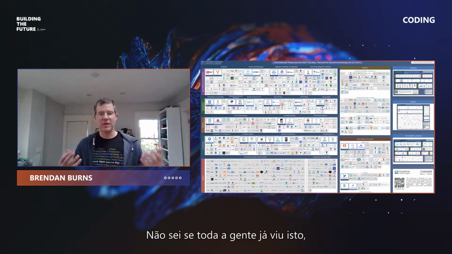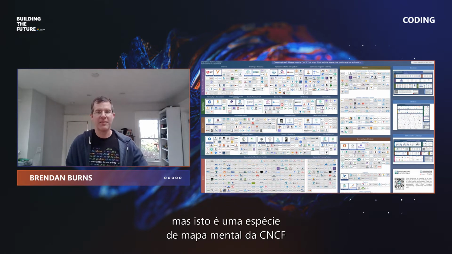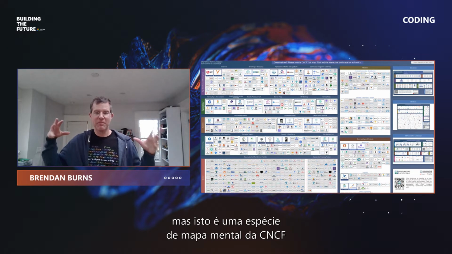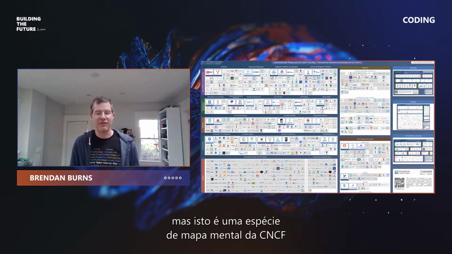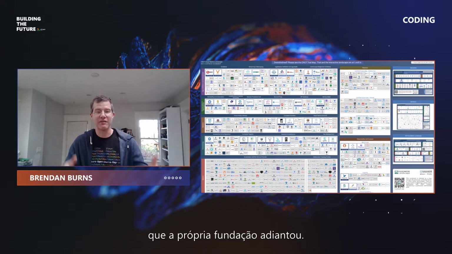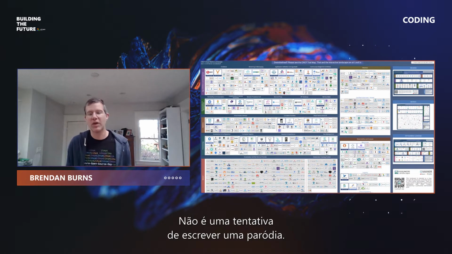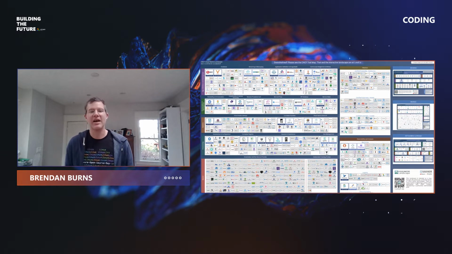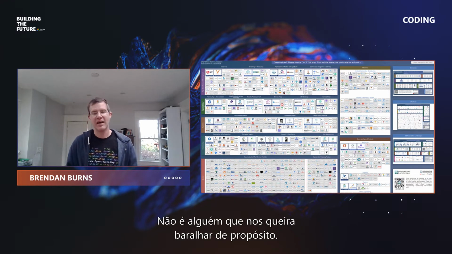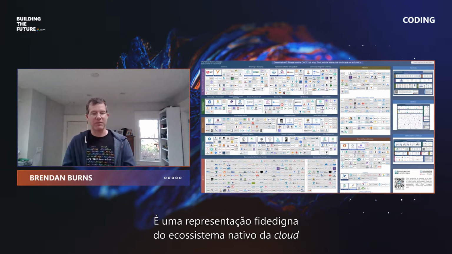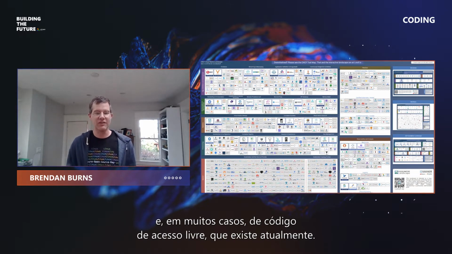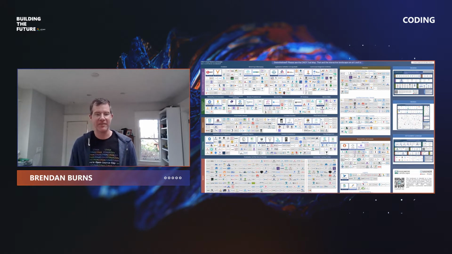I'm not sure if everybody has seen this before, but this is the mind map of the CNCF that the CNCF themselves put forth. This isn't someone trying to write a parody. This isn't someone trying to purposely confuse you, but this is an accurate representation of the cloud native, and in most cases open source, ecosystem as it exists today.